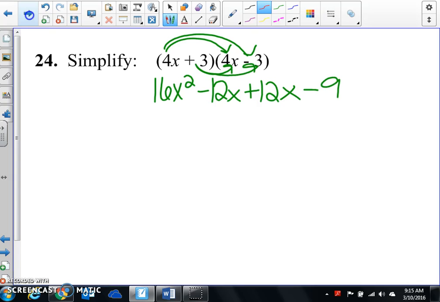Now I combine like terms. Drop down your 16x squared. Those are going to cancel, and then drop down your negative 9.